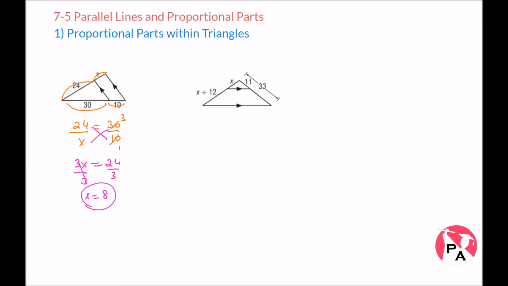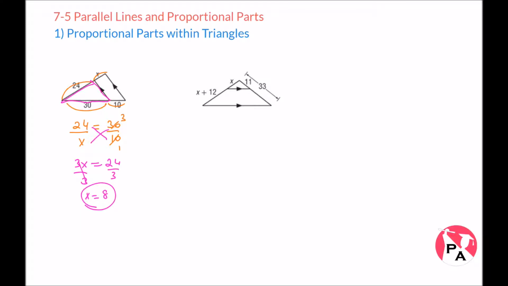Remember, the first step of solving these questions is determining whether the triangles are similar or not. These two triangles are similar. I know that because we have one small triangle, this one here, inside of a big one. So if they're similar, that means we can write a proportion like this. 24 over x was equal to 30 over 10. By doing cross multiplication, I solved it for x.